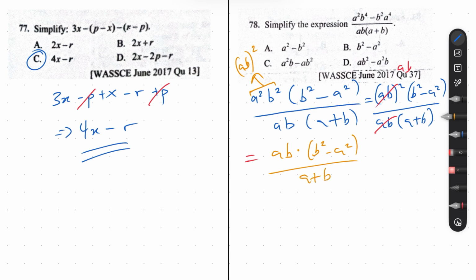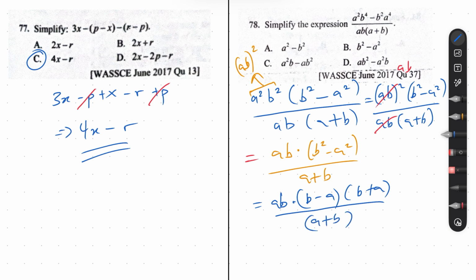Okay, are we done? No, we are not done. If you look here, we have a difference of two squares. b squared minus a squared, and we know how to handle difference of two squares. So we have ab times b minus a multiplying b plus a all over a plus b. Now can we cancel something? Yes, we can cancel a plus b and b plus a, because a plus b and b plus a are the same.